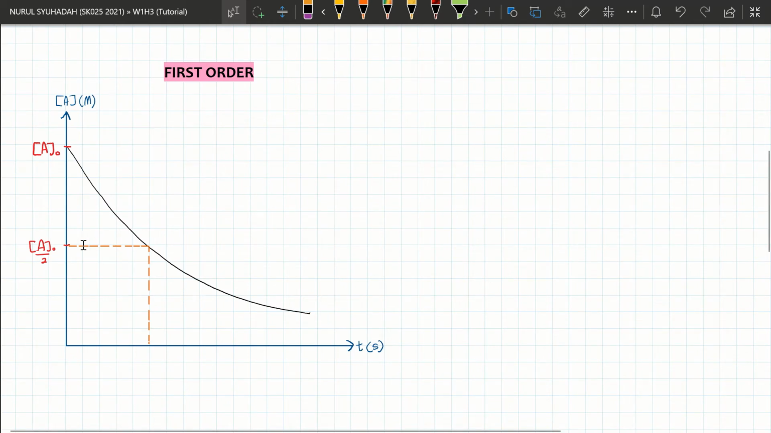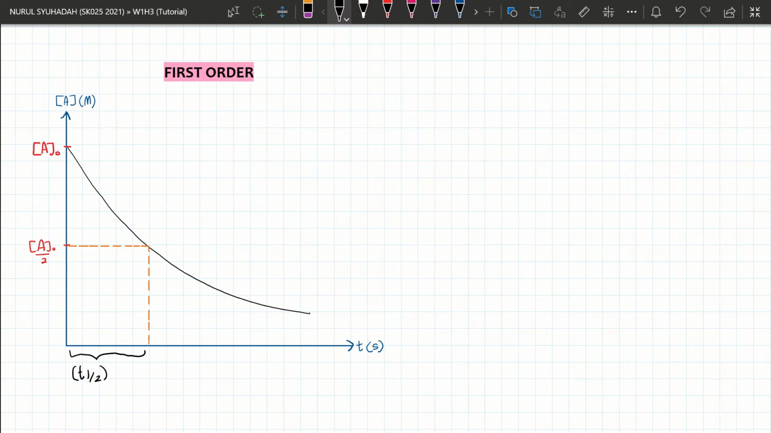So this will be our first half-life. So like we did just now, label this, okay, as T half 1, and then find the second half-life by halving this concentration. So when we halve this concentration, you will get the concentration as A0 over 4.